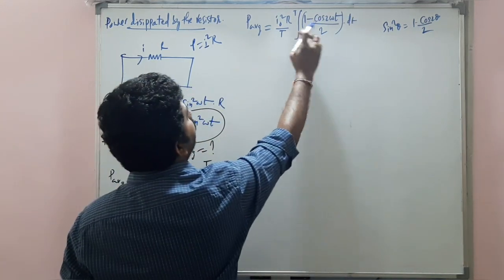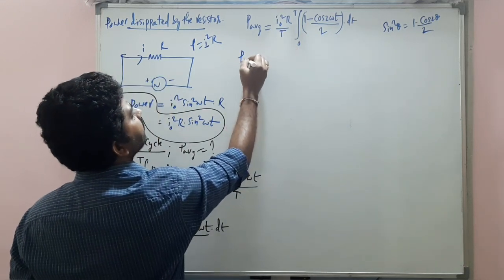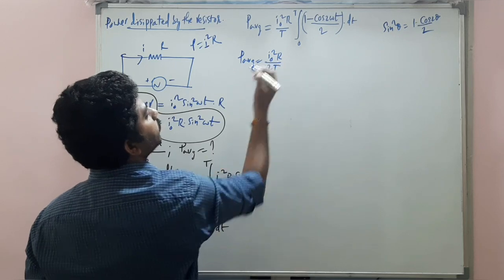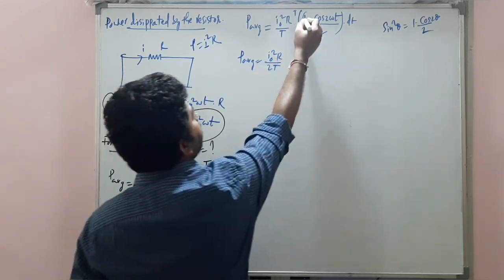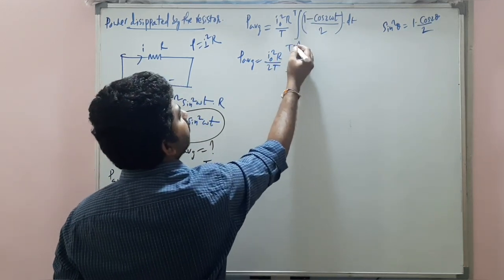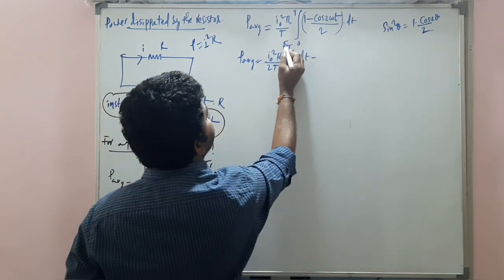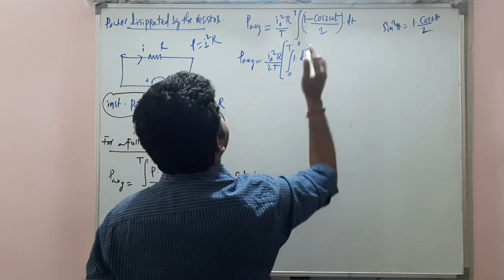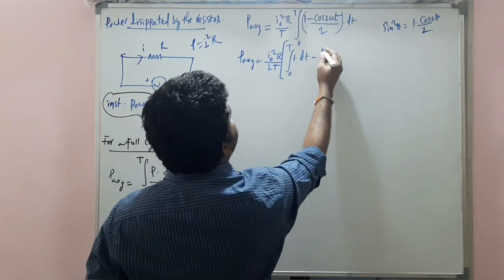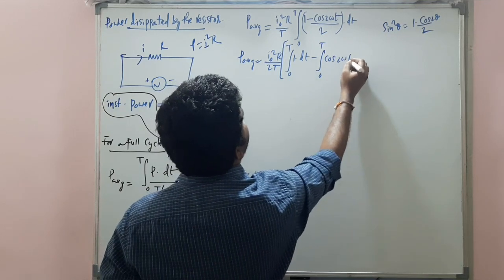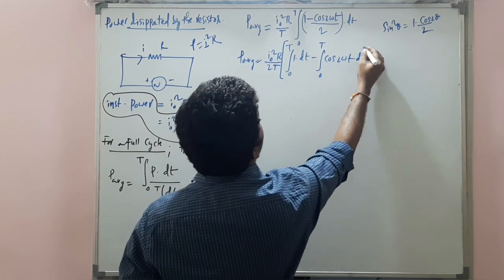Let's take out this 2 also here. So average power is equal to I naught squared R by 2T, into integral 0 to T of 1 dt, minus, so this is the complete bracket, 2 is already taken out, integral 0 to T of cos 2 omega t dt. Alright.